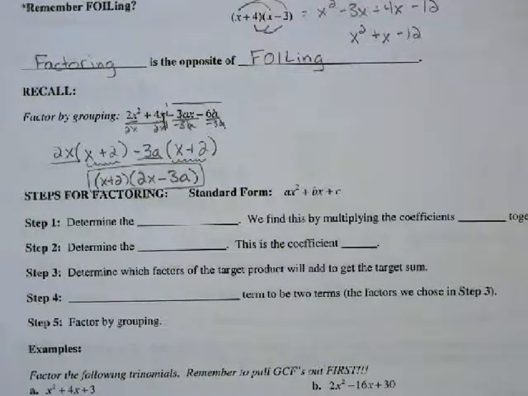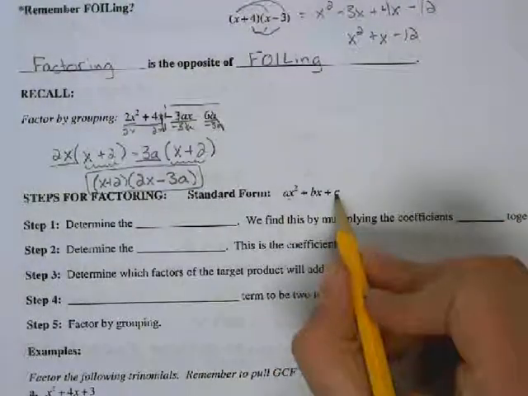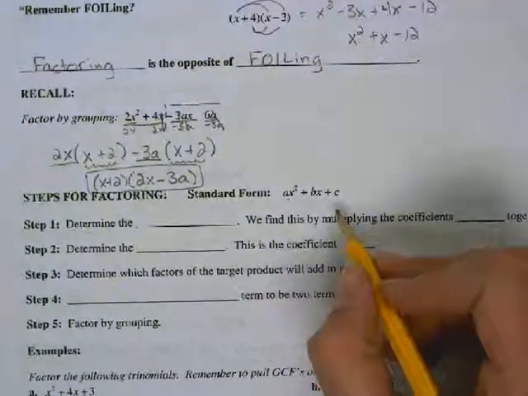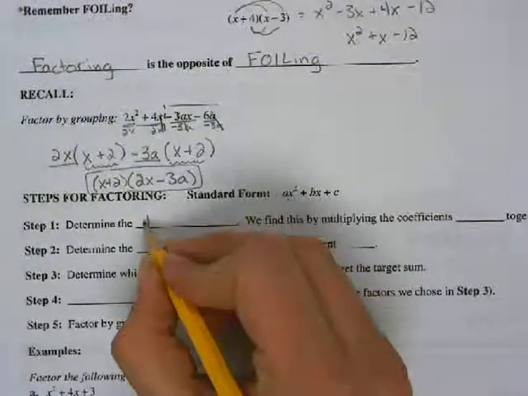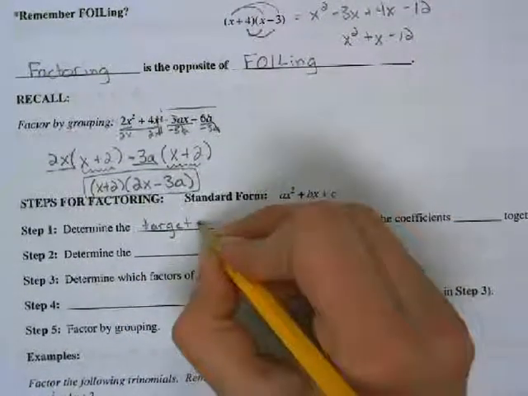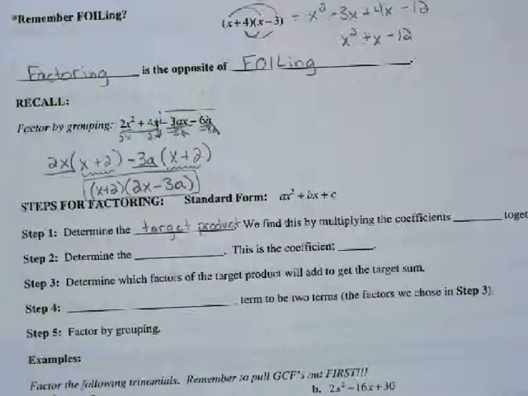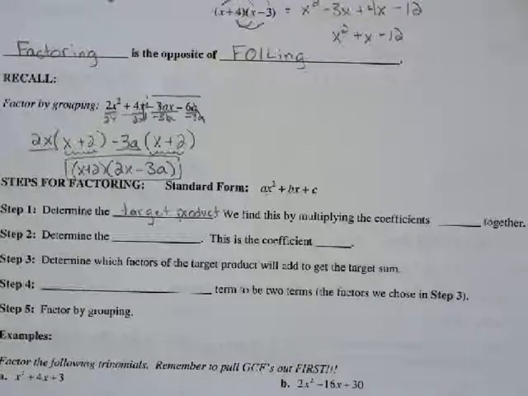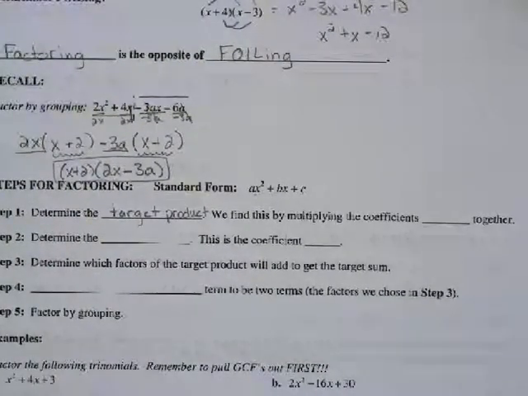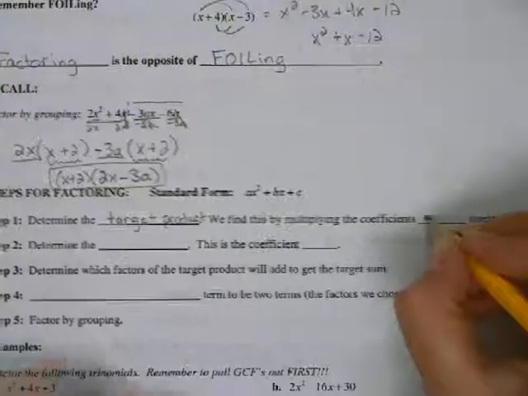Okay, so steps for factoring. When I say factoring, I'm talking about trinomials here. Okay, so when they're in this form, x squared plus bx plus c. Okay, the first thing you need to do is determine what we call the target product. Target product, which you'll hear me say a lot during class. Okay, determine the target product. The target product, okay, you find by multiplying the coefficients a and c.